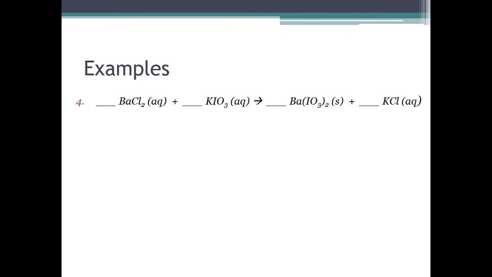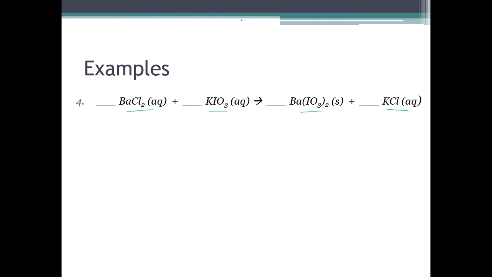All right, number 4, this is a little messier. Here we have barium chloride reacts with potassium iodate to produce barium iodate and potassium chloride. Even just in reading that, you might start to pick up on what type of reaction this is, but we can still process of elimination it. It's not combustion. I'll give you that one for free. We started with 2 reactants. We ended with 2 products. So that rules out synthesis and it rules out decomposition.